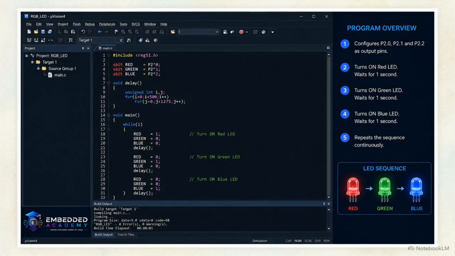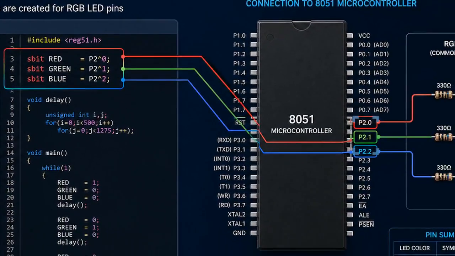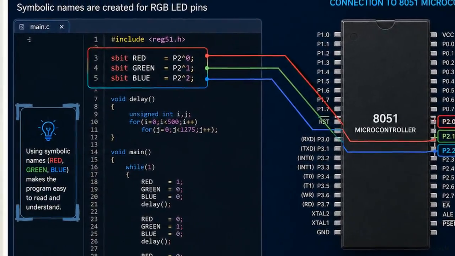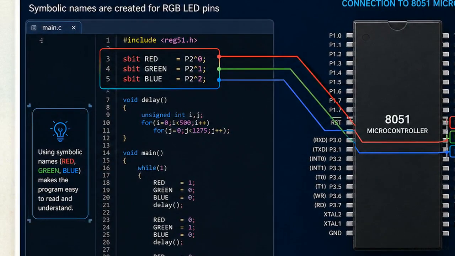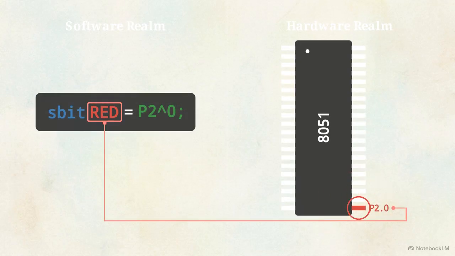Here in our Keil IDE workspace, we will construct the digital logic to control that hardware. First, we use the sbit command to assign symbolic names. We declare red, green, and blue at the top. We map red to P2.0, green to P2.1, and blue to P2.2. Using readable words instead of raw pin numbers keeps code clean. This brief declaration acts as a translator, allowing our human-readable logic to dictate raw electrical outputs on the physical chip.